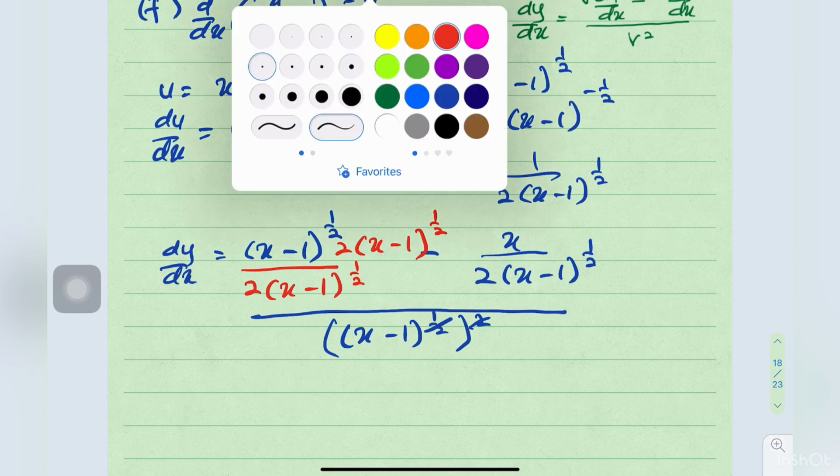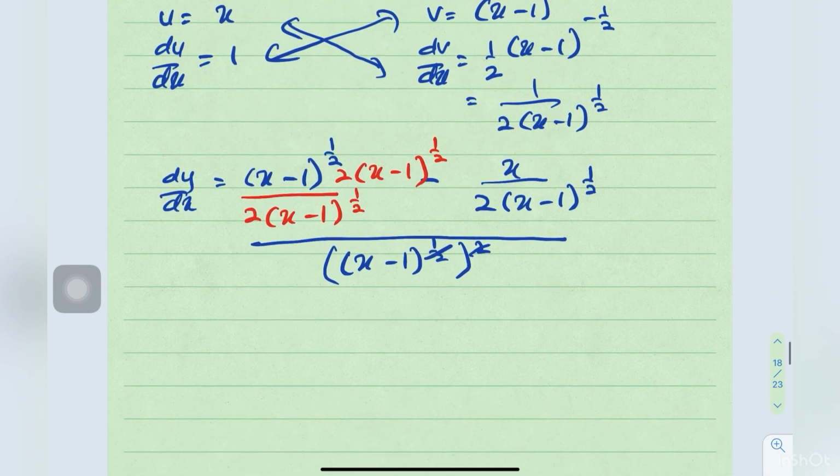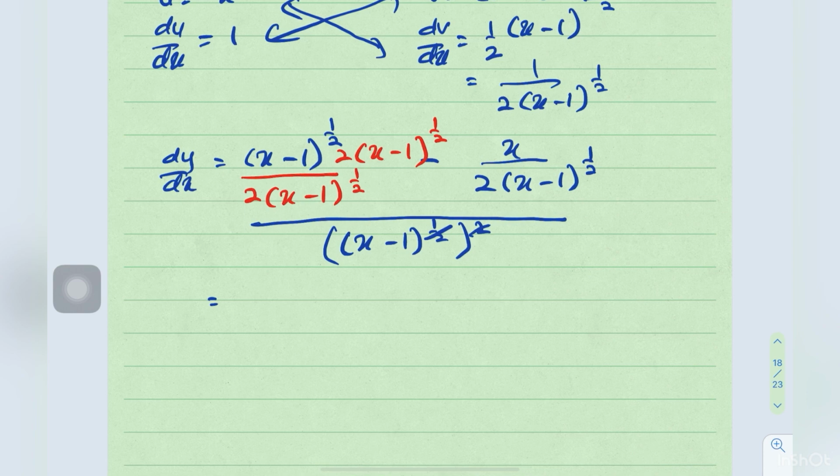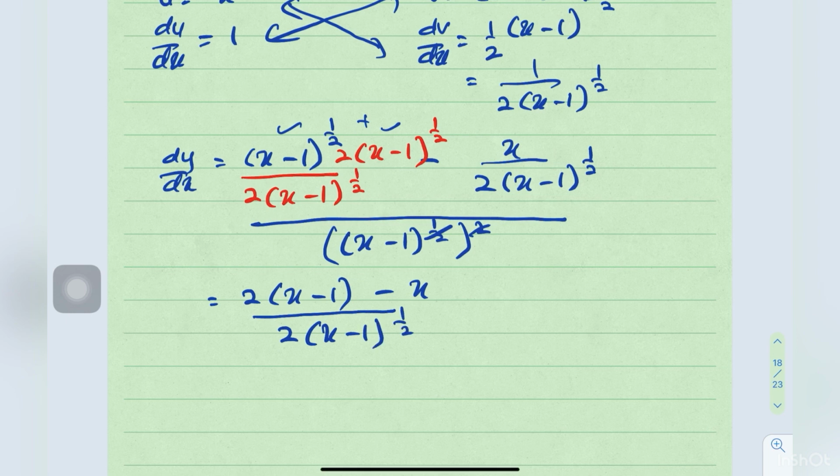Okay, so we simplify. Okay, these two we can add the power. Become 2(x minus 1) to the power of 1/2 plus 1/2 is 1. Okay, minus x. Okay, over 2(x minus 1) to the power of half. Okay, so times 1 over (x minus 1) to the power of 1.